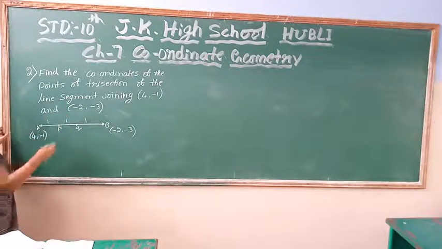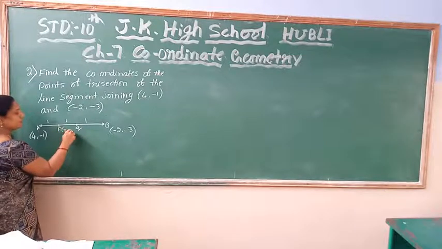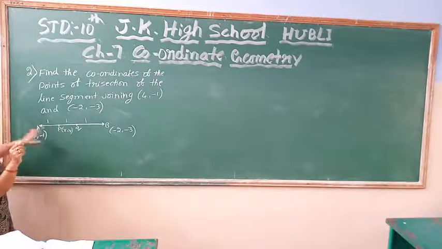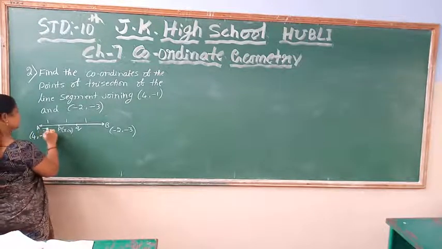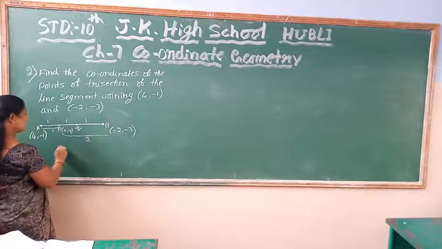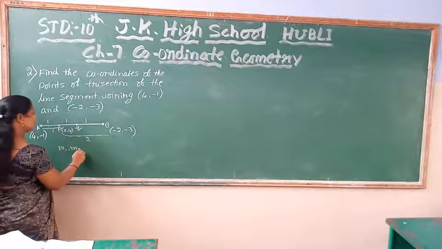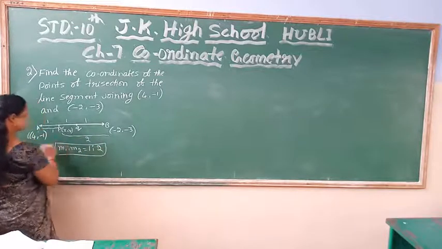So now first I will find out the P coordinates, P of x, y. The ratio from here to here is 1, from here to here it is 2. So M1 is to M2 becomes 1 is to 2 in this case.